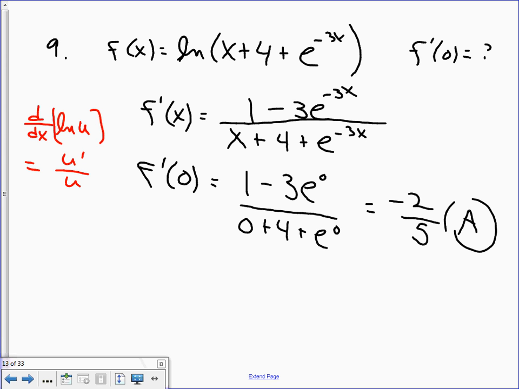Okay, but are you okay with the derivative of the ln of u being u prime over u? So you take the derivative, the ln of the whole thing here is your u, that goes on the bottom, and its derivative goes up top. Once you write down the derivative, then you just plug in 0 for all the x's.